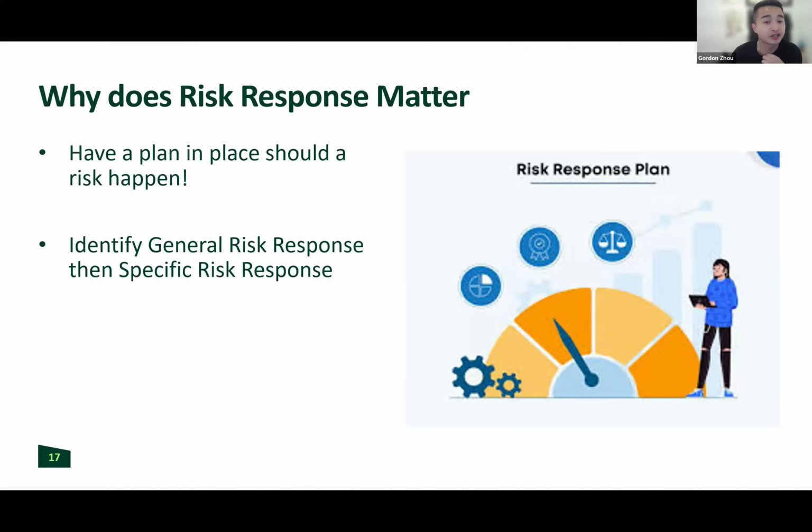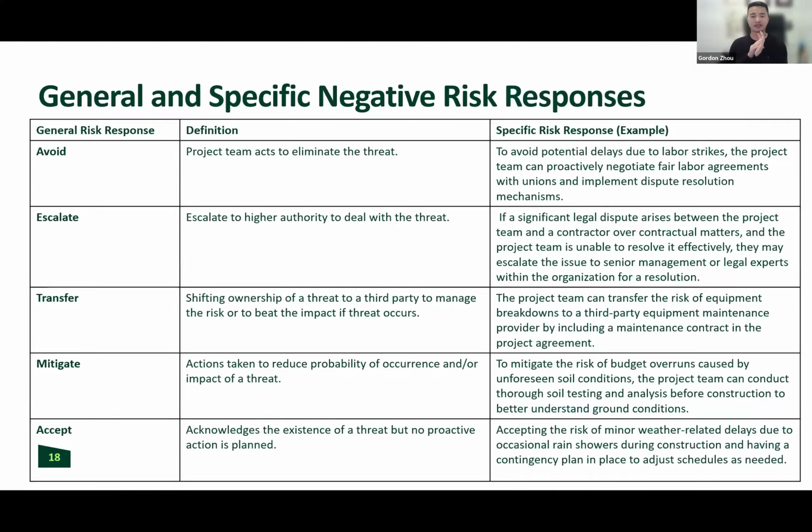So there is a structure to it, okay? I'm going to give you this very simple structure. There's a general response that we think of first, and then we think about the specific response as a second step. The first step, think about the general response, and there are 5 of them for negative risks or threats, okay? You can either avoid it, escalate it, transfer, mitigate, or accept.